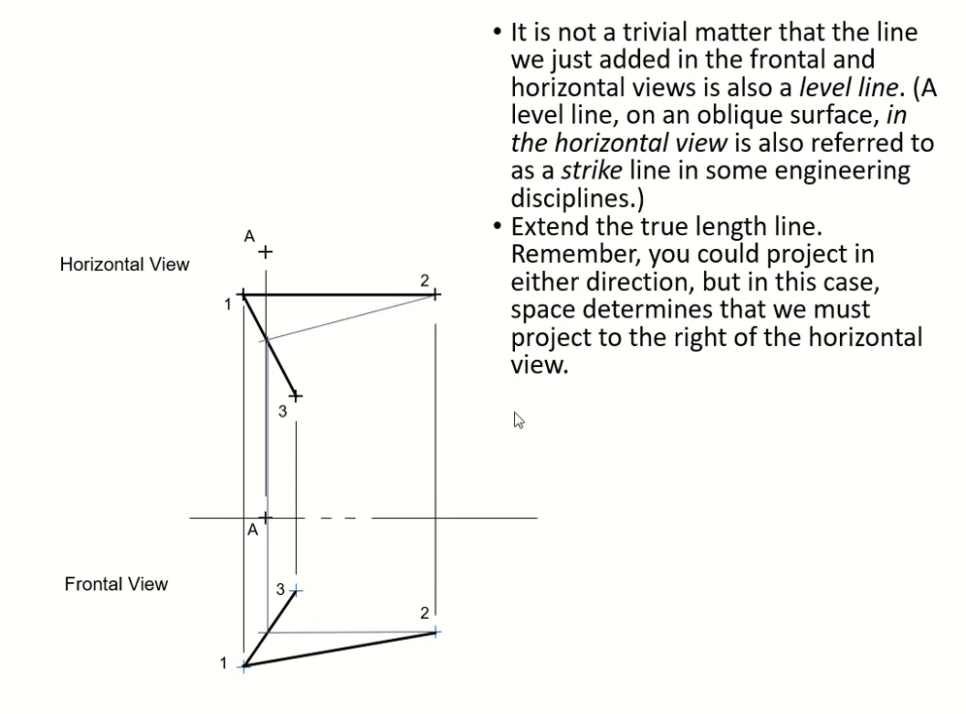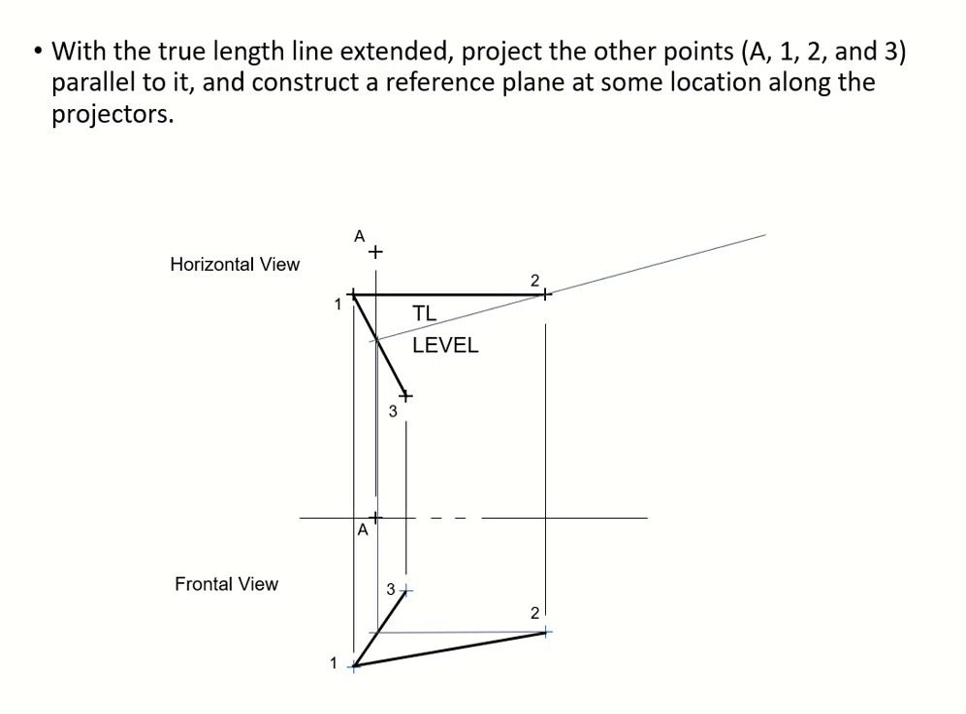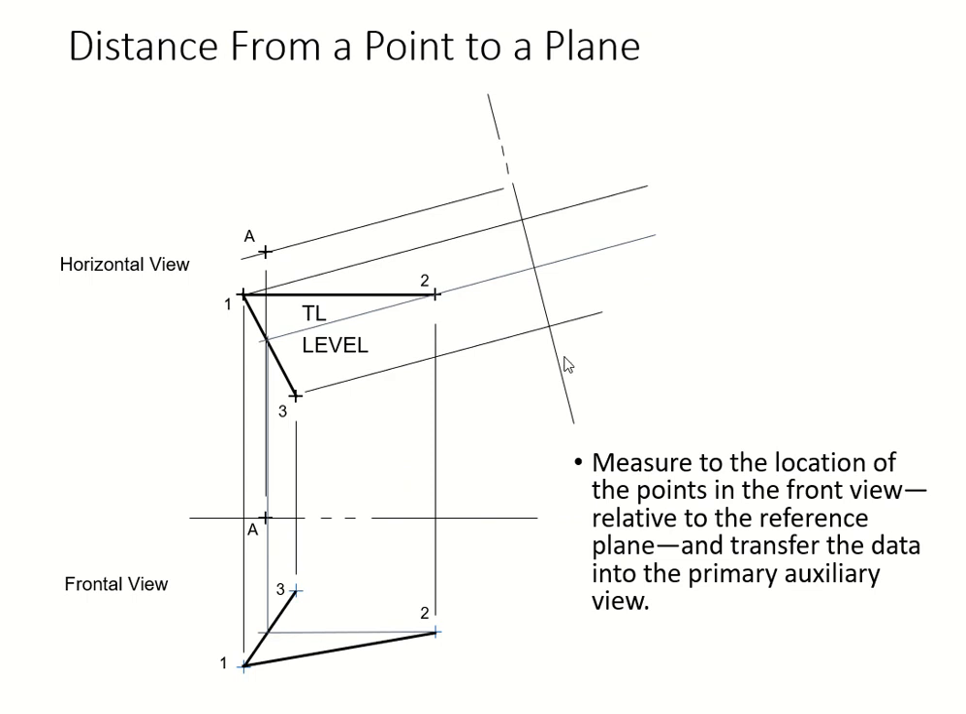Then we're gonna do our true length line here. We can either draw this way or that way, and there is limited space right there on paper. So we're just gonna go ahead and draw your true length line right there because we projected from here to there. So we're gonna project all of the other points, and then construct a reference plane because you need it in order for us to do the next view. So here is your true length line, your level line, your reference line is right here, and we are gonna fill in all other projector lines.